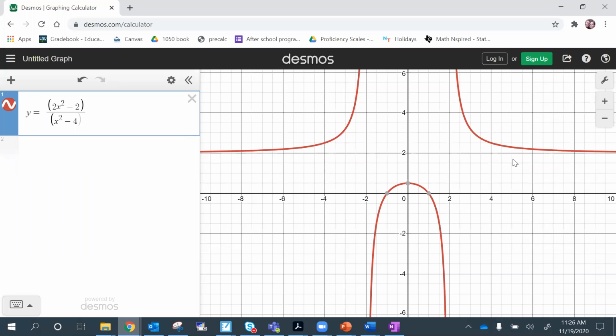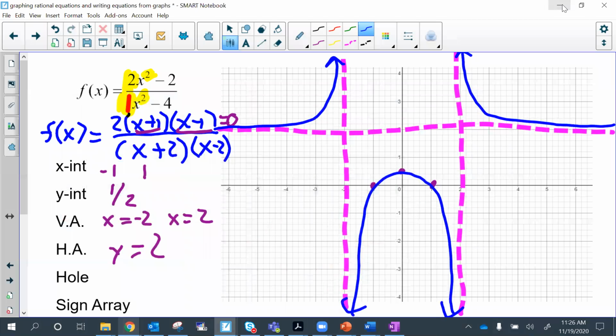All right, so here, horizontal asymptote at 2, vertical asymptote at 2 and -2, x-intercept at -1 and 1, y-intercept at 1/2. That looks very similar to what we just came up with right there, except not quite, mine's not quite as nice as Desmos, but it would get full points.